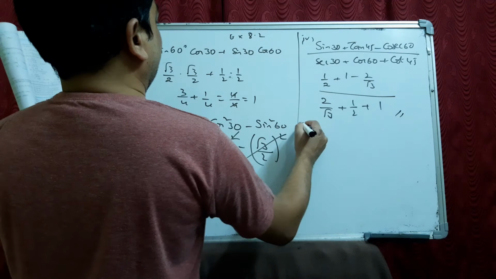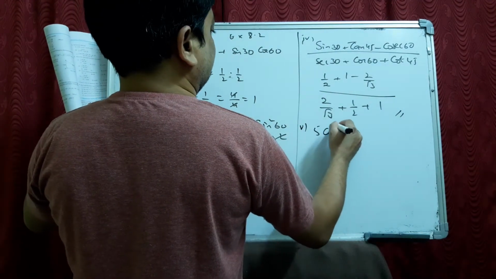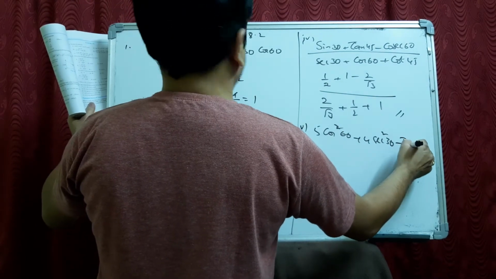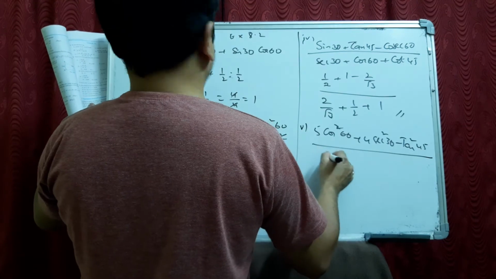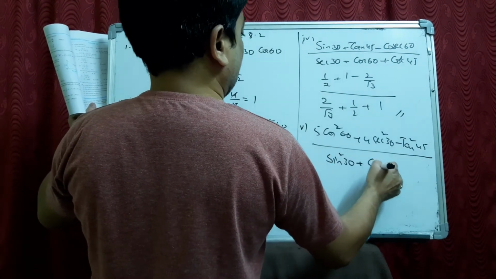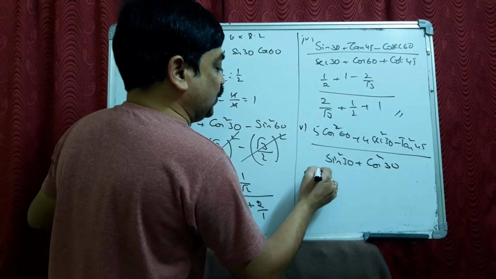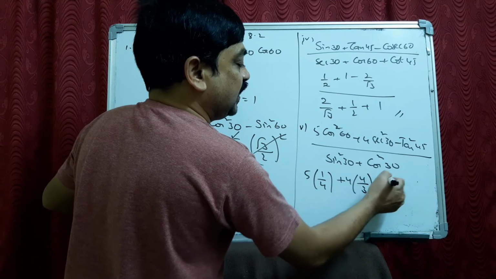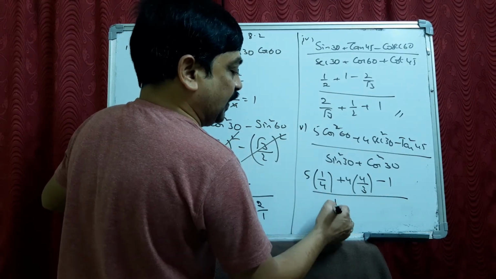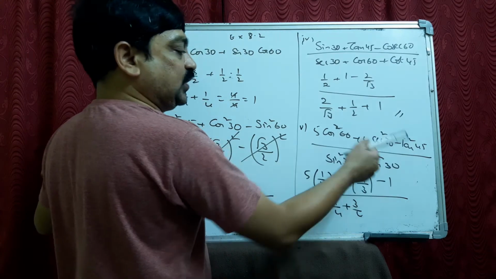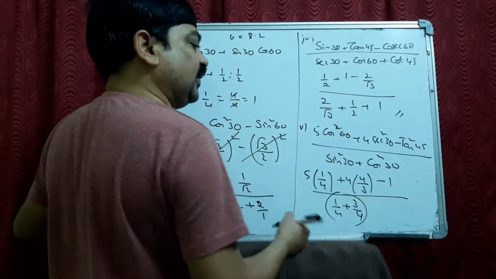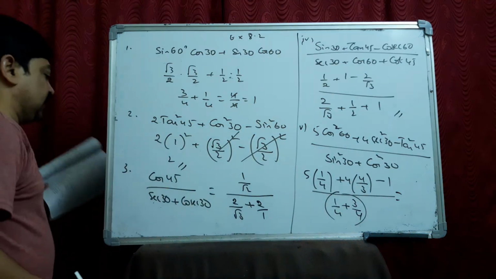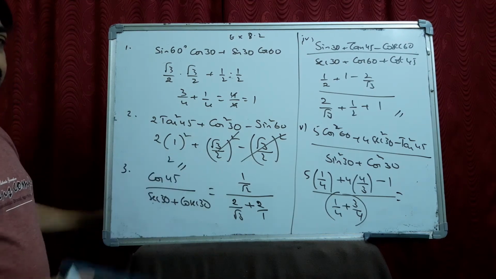Now, fifth one, 5 cos square 60 plus 4 sec square 30 minus tan square 45 by sin square 30 plus cos square 30. So 5 into 1 by 2 whole square, 1 by 4. 4 into 2 by root 3 whole square, 4 by 3. Tan square 45 is 1. 1 by 4 plus 3 by 4 because root 3 by 2 whole square. So the denominator becomes 1. You can leave it like that, or if you want, you can still simplify. These are just to remember the values.